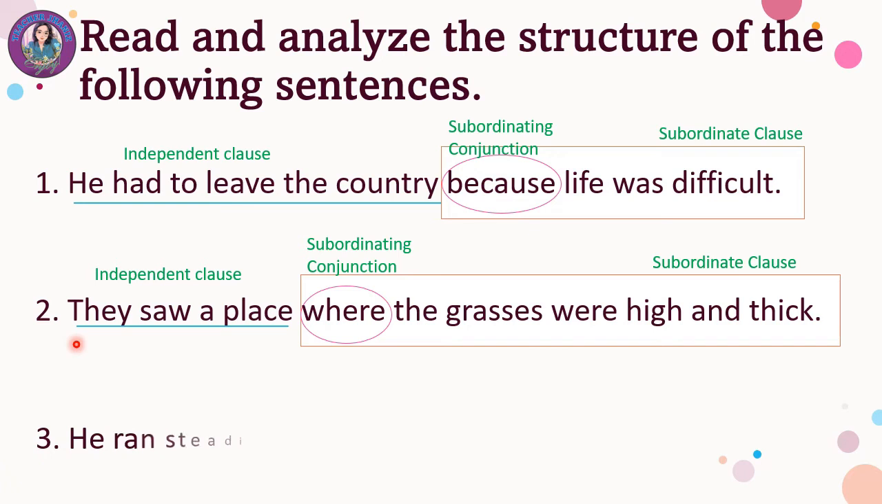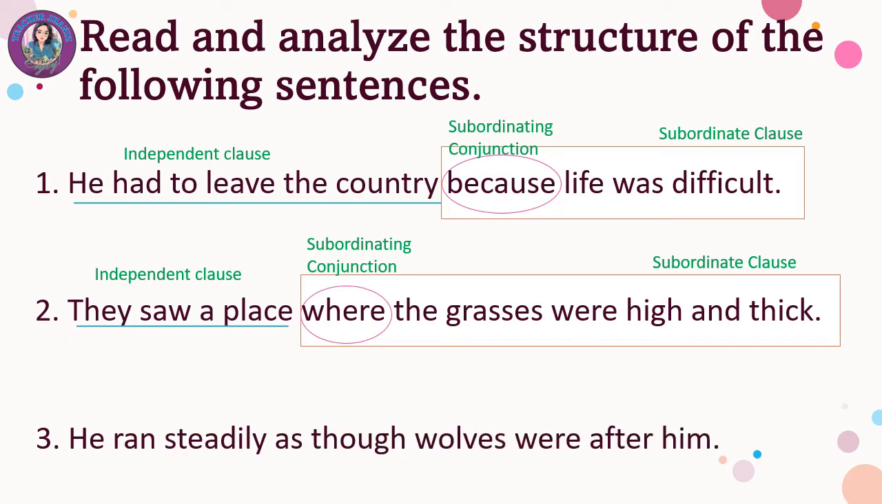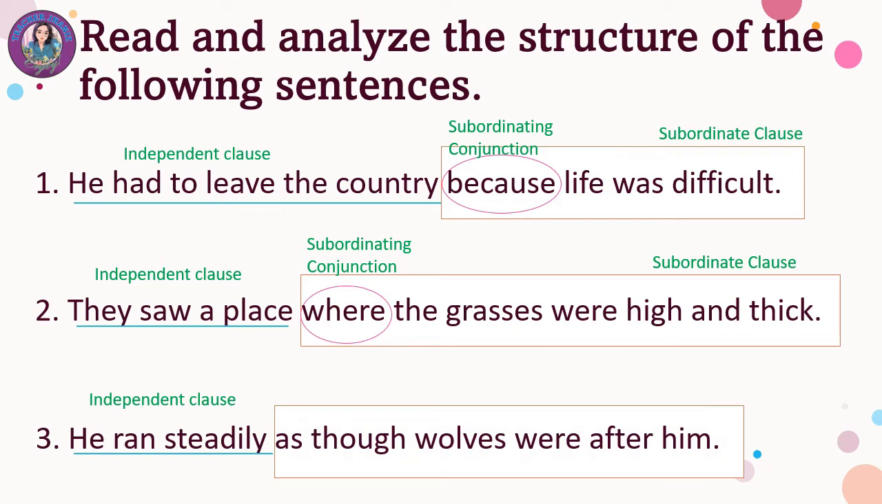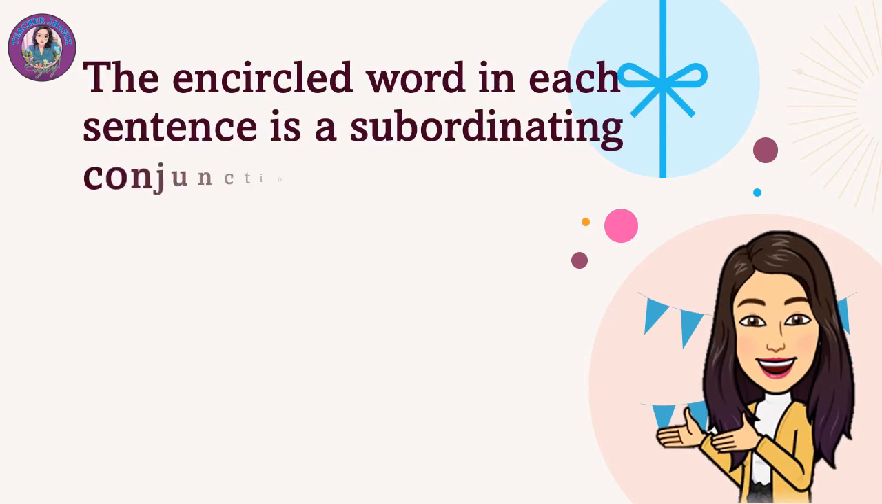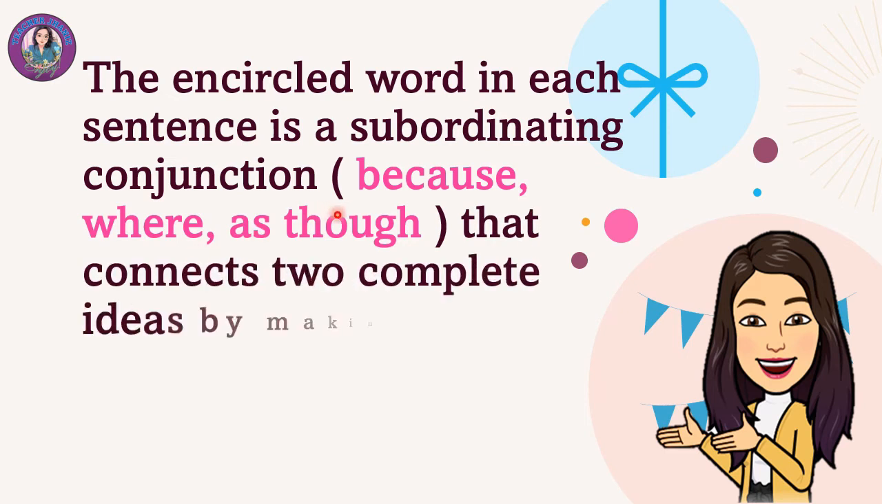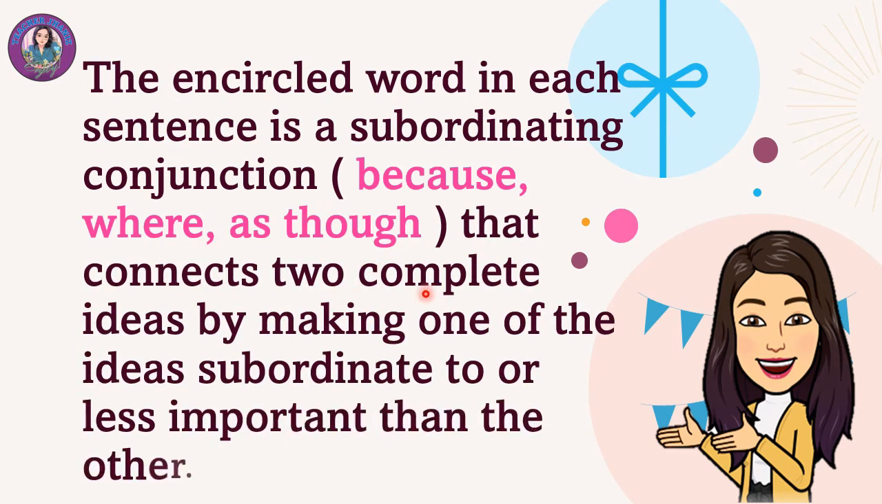Number 3. He ran steadily as though wolves were after him. He ran steadily is an independent clause. As though wolves were after him is a subordinate clause. As though is a subordinating conjunction. The encircled word in each sentence is a subordinating conjunction that connects two complete ideas by making one of the ideas subordinate to or less important than the other.